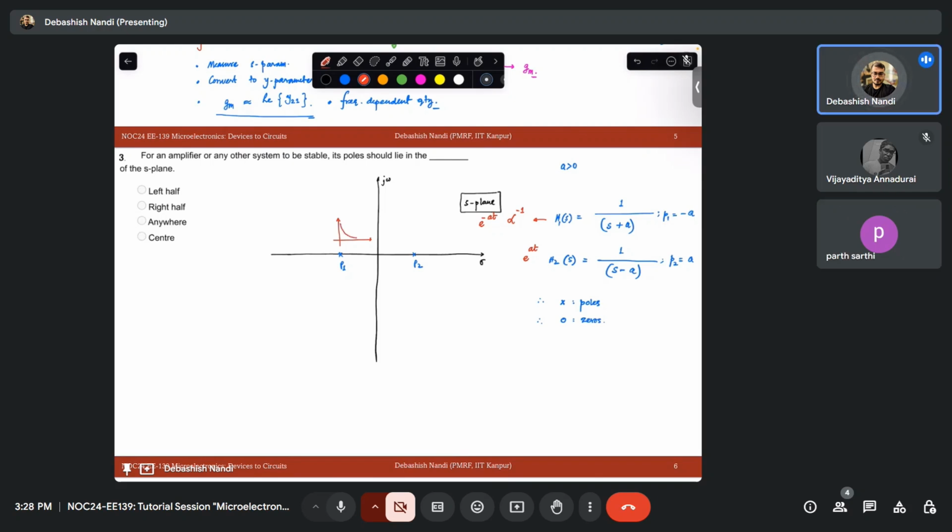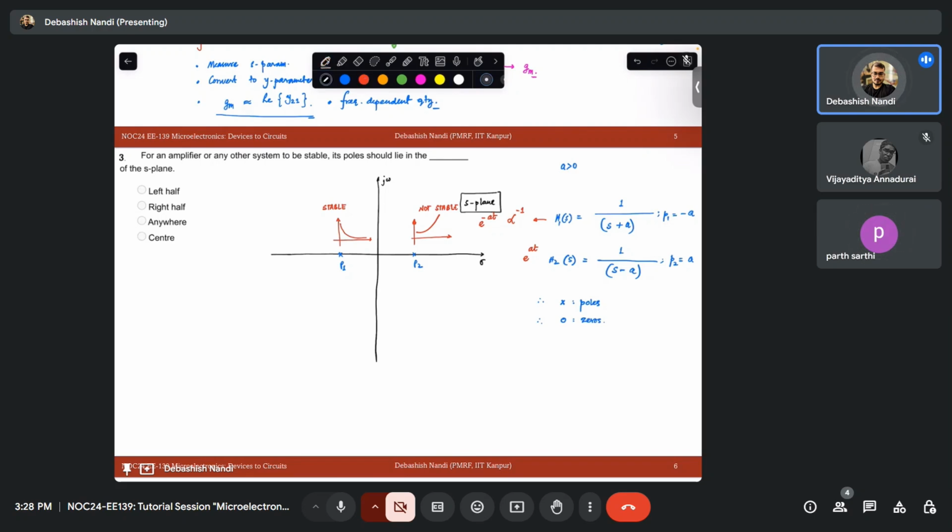So in one case it is decaying, in one case it is expanding. So which system do you think is stable? The decaying one. Why do you say that? When the transient dies out, then we will get the desired result. Because in one case you will never get a steady state, right? In one case you will get a steady state.